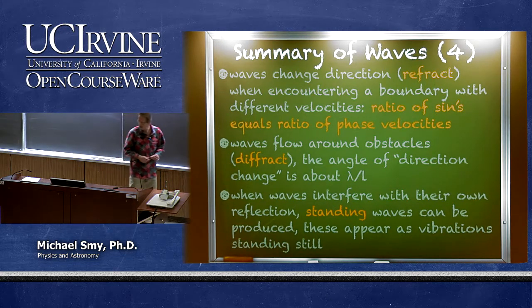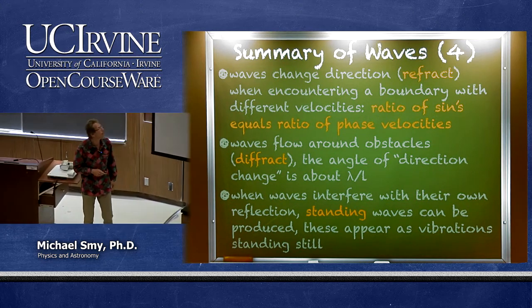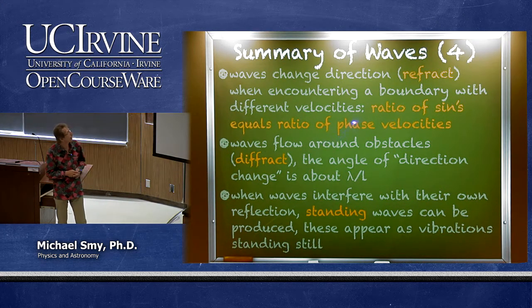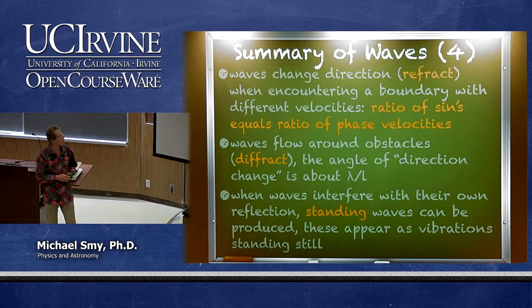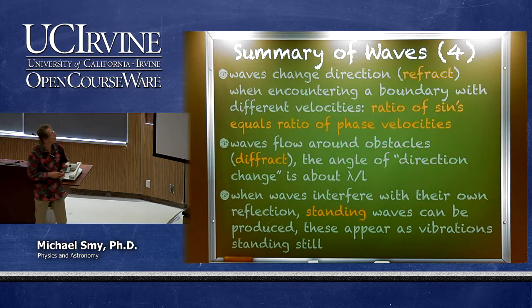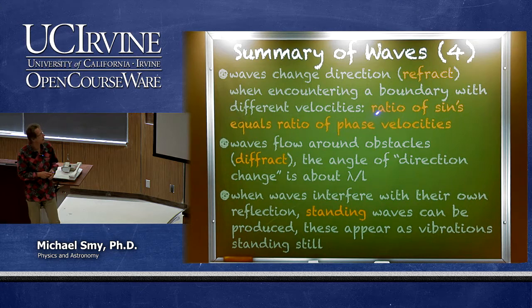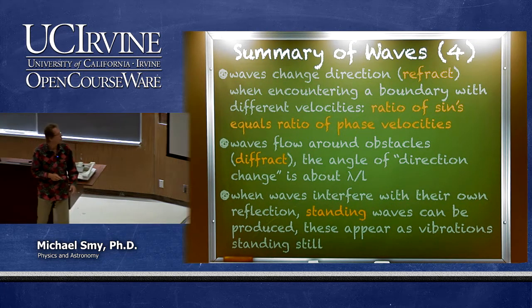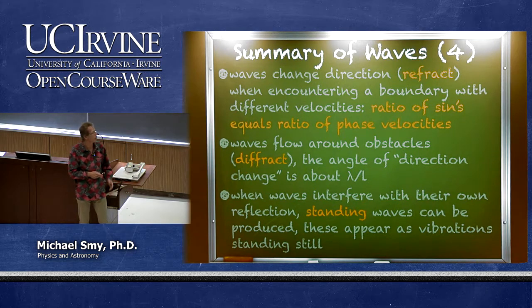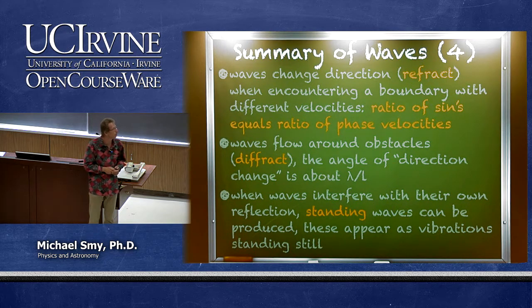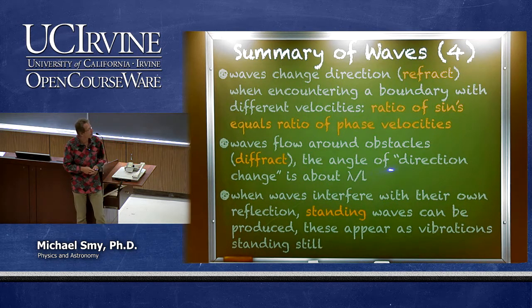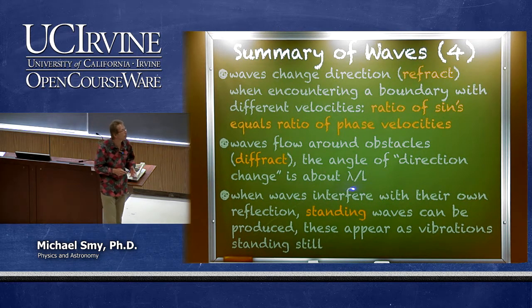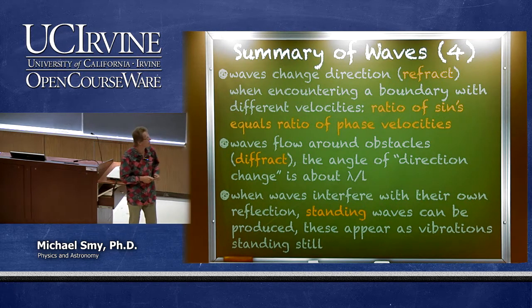And when the wave encounters a boundary to a different medium, then it can either reflect or refract, and the refraction is a change in direction, and it originates because of different wave speeds in the two media. The law of refraction is that the ratio of the sines of the incident and refracted angle equals the ratio of the phase velocities. And finally, there is diffraction when waves encounter obstacles, meaning that the waves seem to flow around those obstacles. The angle of that direction change is approximately the wavelength divided by the size of the object.